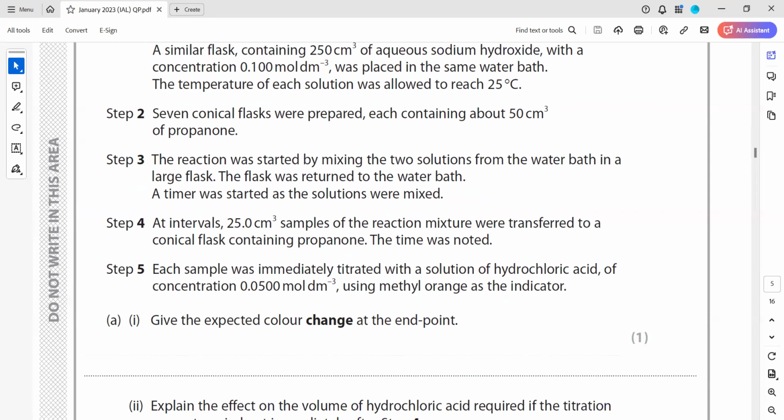Methyl orange is there. Originally, the reaction mixture was transferred into a conical flask and sodium hydroxide was there. So there is unreacted sodium hydroxide, an alkaline solution. What is the color of methyl orange? It is yellow in color.